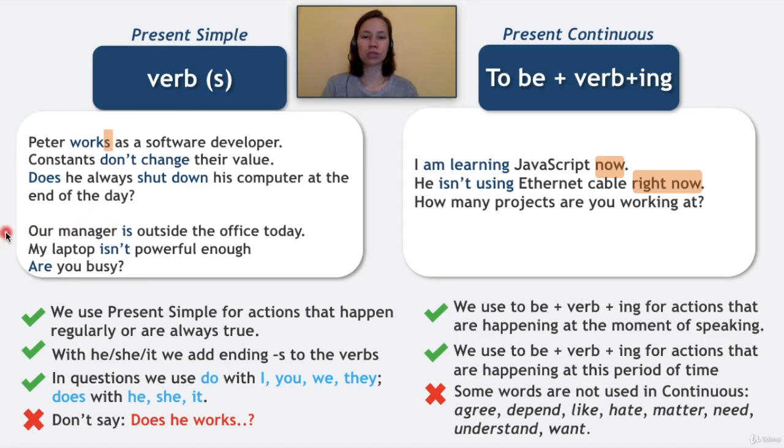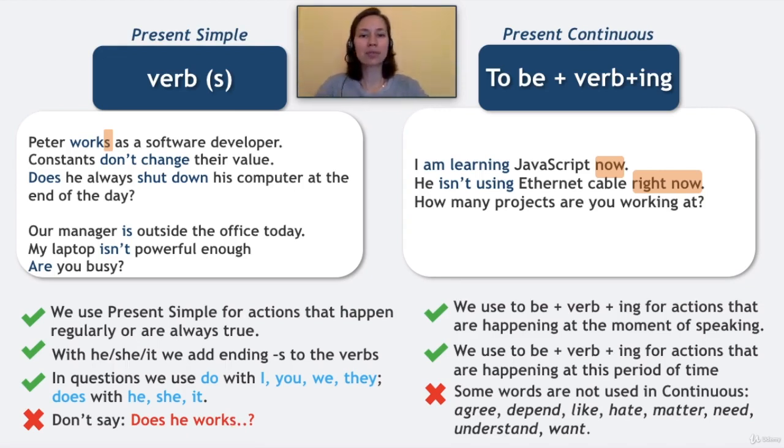For example, our manager, he or she, is outside. My laptop isn't powerful enough. Yeah, and are you busy? You are busy. So with the verb to be, this is the thing to remember. We don't add any additional verbs. We don't add do or does. Right, and something which is written in red here, this is also a thing to remember, that when you use does at the beginning of the sentence, don't forget that there shouldn't be any s ending with the verb, right? So just does he work without this s.